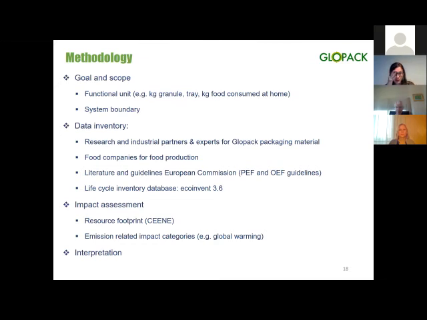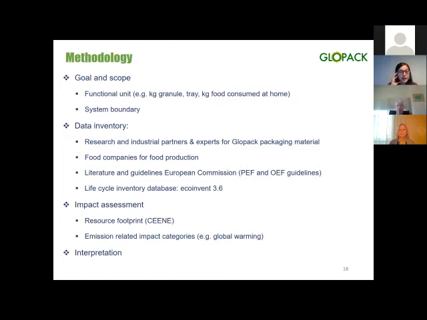Before I can show you some results, I will give you some background information. First of all, the functional unit is quite important. This will be shown in some examples later on as well. If we are focusing on the granule production, we express it per kilogram of granule. Later on, it's per tray. Or if we are talking about the full life cycle, we come to the same as mentioned in the previous presentation, the food consumed at home. It means that if you are consuming 1 kilogram of food at home, due to the losses during the supply chain, you may have had to produce 1.2 kilograms in the beginning.